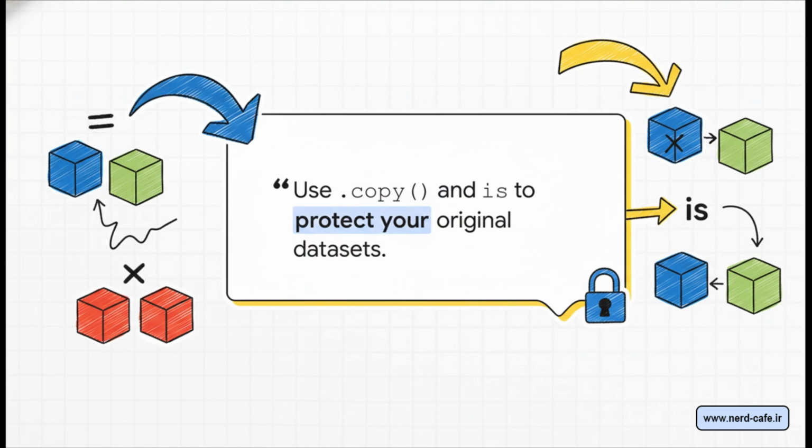So if there's one thing you remember from all this, let it be this. The .copy method is your shield. It's your safeguard. Anytime, and I mean anytime you need to change a data set, but you have to protect the original, .copy is what you reach for. It guarantees you're playing in a safe sandbox.